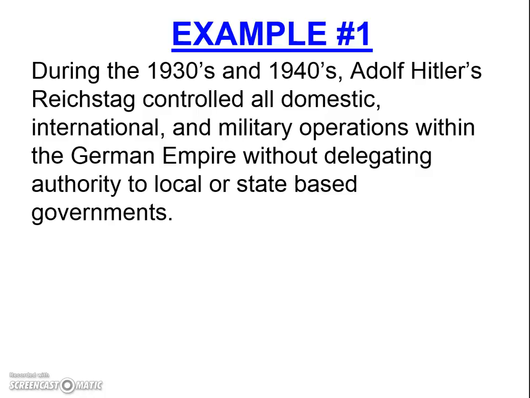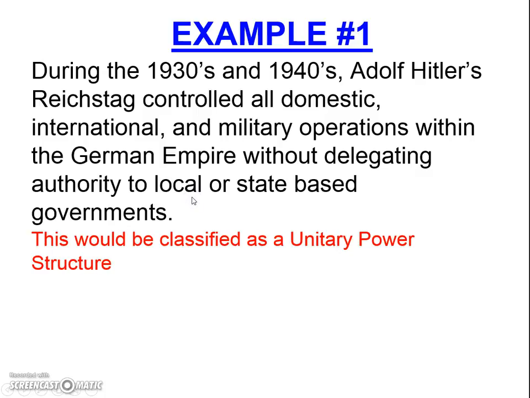Just like we did in citizenship, we want to take a look at some key words. So we have Reichstag controlled all. We have without delegating authority to local or state-based governments. So when we look at this, we know that the state and the local have what? They really have no power. And that the Reichstag, Hitler's Reichstag, holds almost all of the power. So what kind of power structure do you think this would be? If you said unitary, you would be correct.